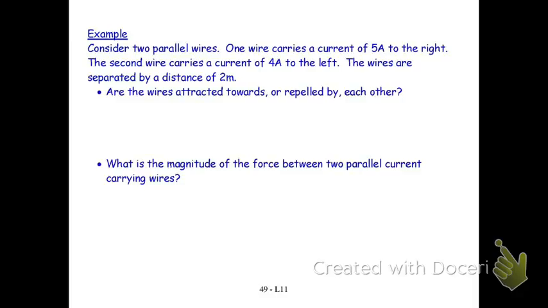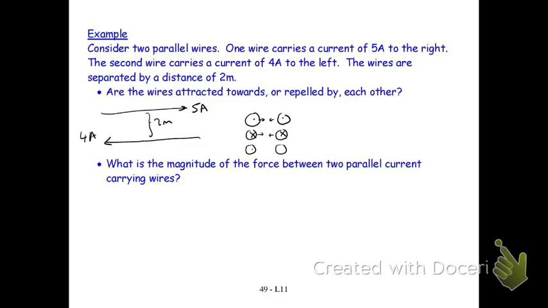Consider 2 parallel wires. One wire carries a current of 5 amps to the right, and the second wire carries a current of 4 amps to the left. The distance between them is 2 meters. Are the wires attracted towards each other or repelled? What did we say? If it's that, the forces are attractive. If it's that, the forces are attractive. If it's that, the forces are repulsive. And you can figure that out if need be, yeah?